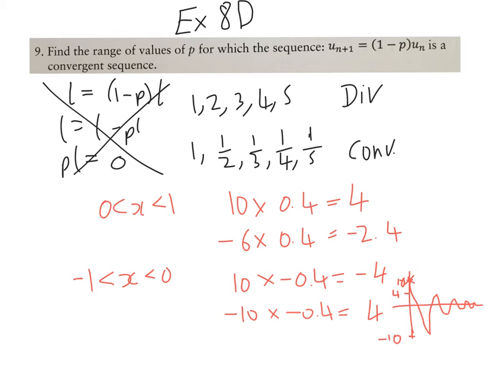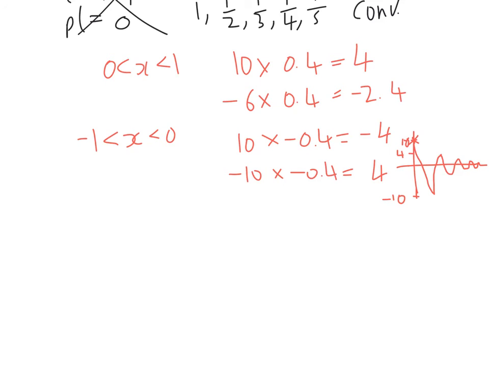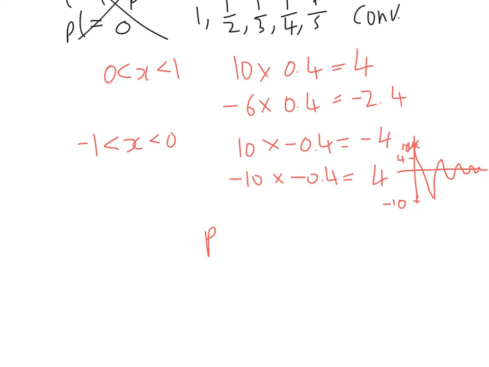Okay? So then, back to the context of the question. If we multiply by a number between 1 and minus 1, that will make the next term smaller, so the sequence will converge. So this has to be between 1 and minus 1. So let's solve that. P has to be between, sorry, not P, we're not multiplying by P, we're multiplying by 1 minus P. So 1 minus P has to be between 1 and minus 1.